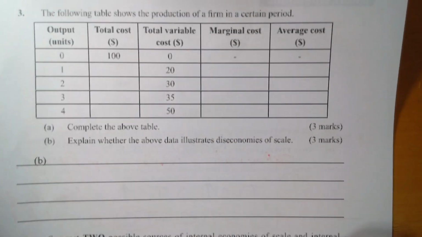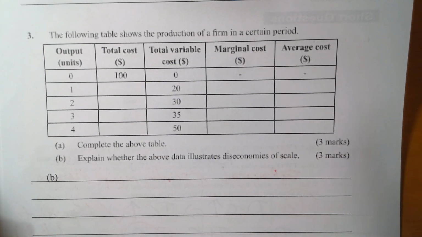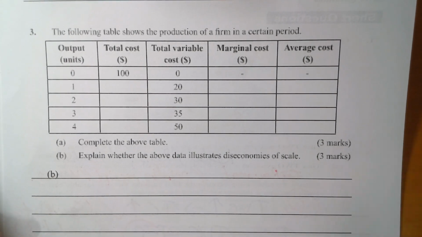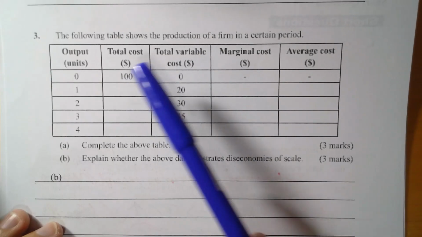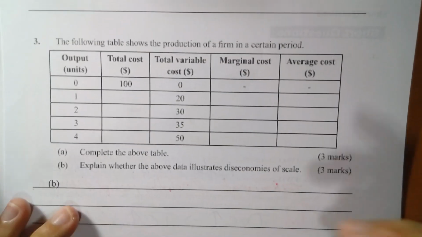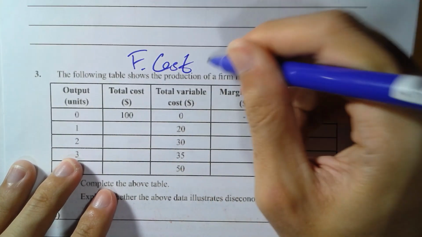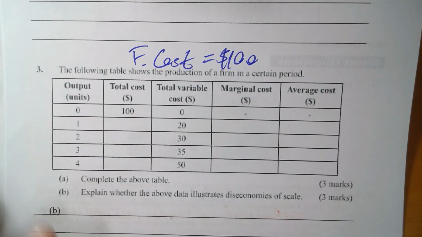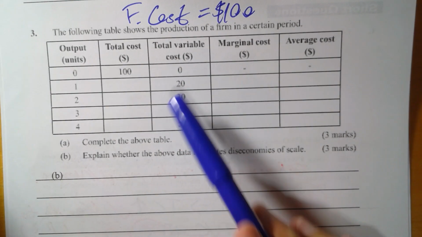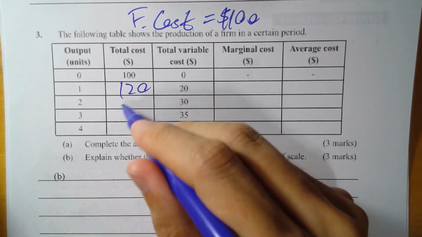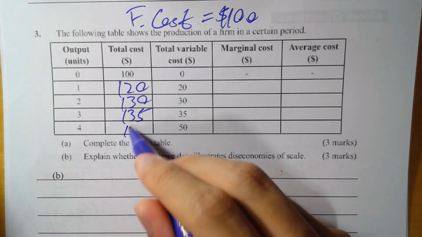Number three. Here, we need to complete the table. Just as a revision again, let me fill it in for you. Total cost 100, total variable cost 0, which means we have a fixed cost of 100, right? So total cost should be 100 plus this 120, 130, 100 plus this 135 and 150.